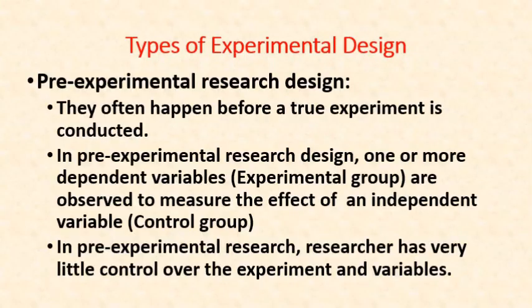Types of experimental design. First one, pre-experimental research design. They often happen before a true experiment is conducted. So it is a preliminary experiment before conducting the actual experiment. In a pre-experimental research design, one or more dependent variables or experimental groups are observed to measure the effect of an independent variable or control group. Then in a pre-experimental research, the researcher has very little control over the experiment and variables. Here, the independent variables may not be manipulated. Here, only the effect of the independent variable on the dependent variable is measured.